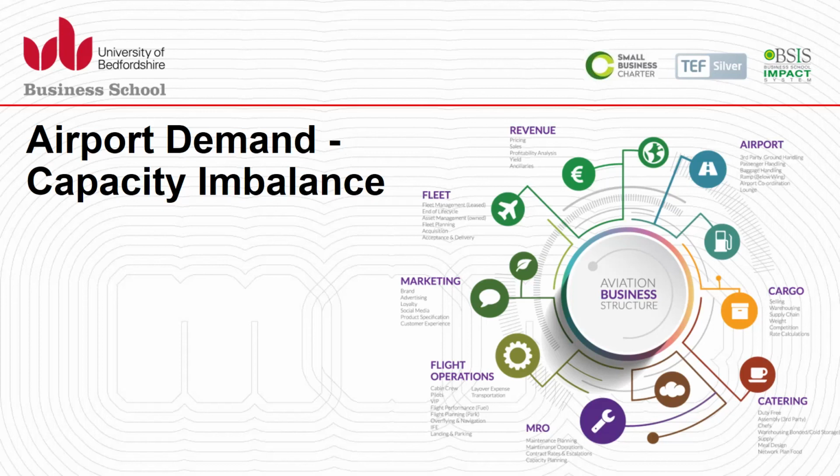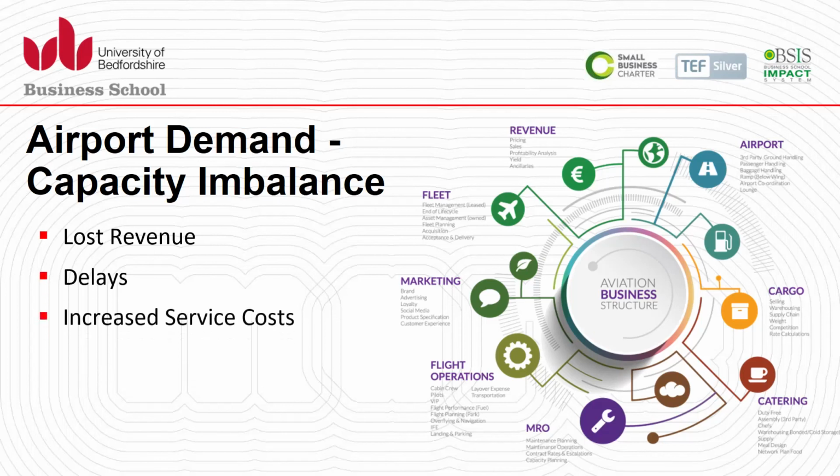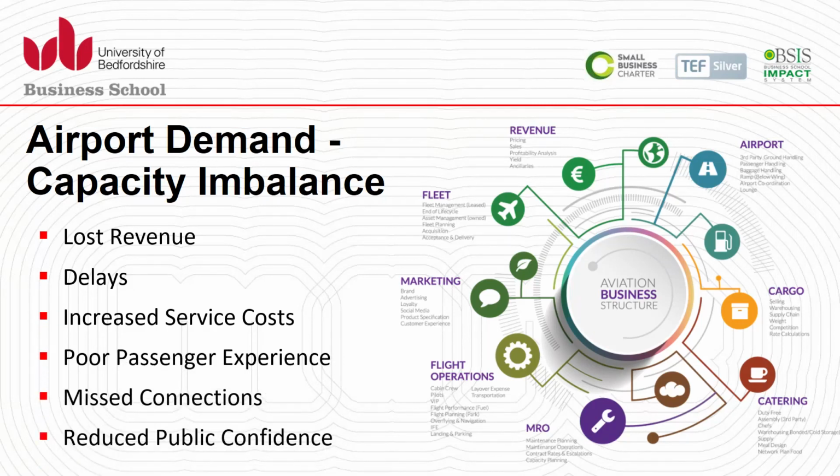If the capacity is imbalanced, there would be a real revenue issue, with revenue lost, and that would be a serious disaster for the business. And then there is an ongoing cost which is high, and if a number of components are imbalanced with the capacity, that will be a serious blow to the airline company, losing its revenue. Delays again increase the service cost in a number of ways, and poor passenger experience, missed connections, and reduced public confidence can be some of the quite alarming consequences of the imbalance between the demand and the capacity of any airline company.